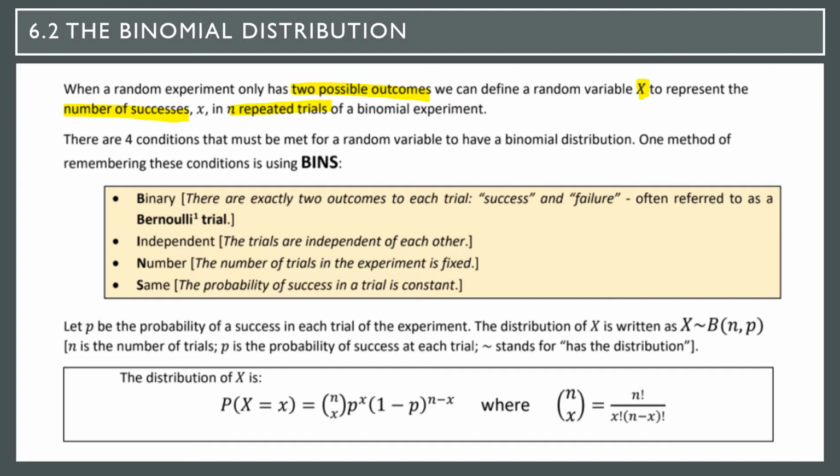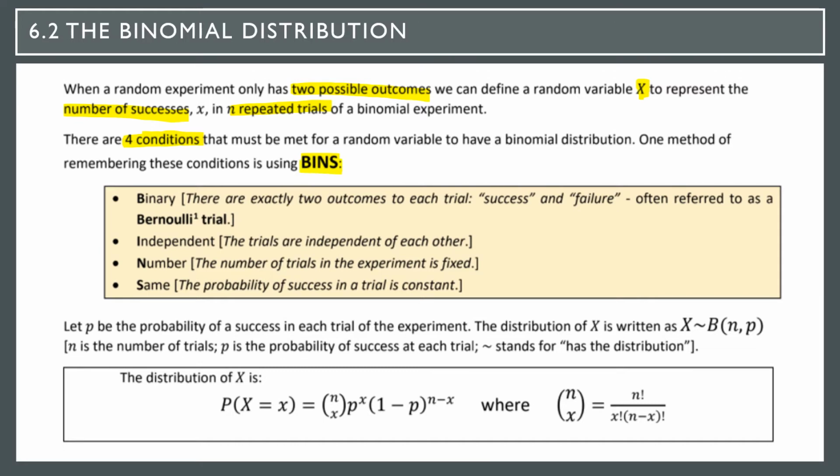If we had the experiment whereby we threw a fair coin 20 times and we were interested in the number of heads obtained, then we could define a random variable, x, say, to be the number of heads obtained in 20 repeated trials of a binomial experiment. It is important to recognise that we can't, however, set any random variable to have a binomial distribution. There are 4 conditions that must be met for a random variable to have a binomial distribution. One method of remembering these conditions is to use the acronym BINS.